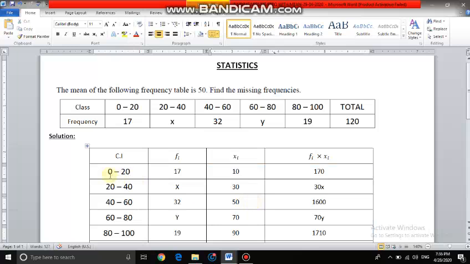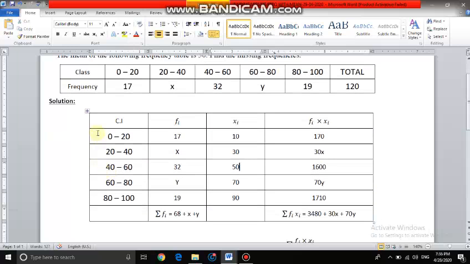Let me write the given question as a table. I have converted it into a vertical table. Let's see how it works. In the direct method, we already discussed in the previous videos how to find the xi. I got this 10 by taking the average of these two numbers, and similarly I got 30 by taking the average of these two numbers, and so on. And I got 90, the average of 80 plus 100 by 2, 180 by 2, is 90.